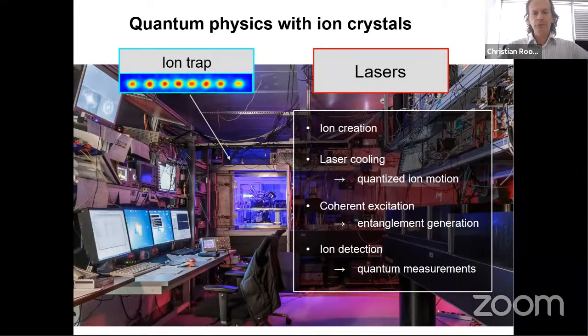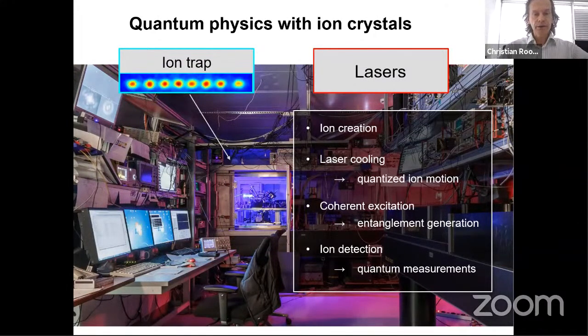Lasers are very important for these experiments in various ways. In the first place, they help us to create ions by a photoionization process, maybe laser ablation, for producing neutral atoms crossing an ion trap. We use lasers for laser cooling so that we can describe the ion motion as being quantized. We have used lasers in many experiments for coherent excitation and, most importantly, the generation of entanglement. And finally, lasers also play an important role in the quantum measurement process because we use the fluorescence of ions excited by lasers for determining the quantum state of an ion.